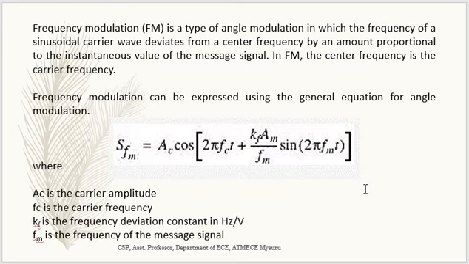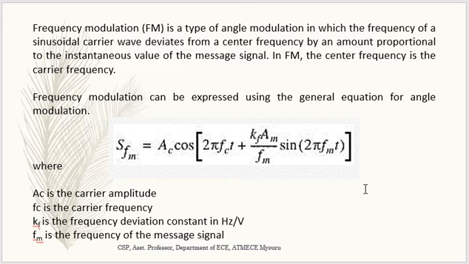Before going to the procedure or code, first we'll understand what frequency modulation is. Frequency modulation, shortly called FM, is a type of angle modulation in which the frequency of a sinusoidal carrier wave deviates from a center frequency by an amount proportional to the instantaneous value of the message signal. The center frequency is also known as the carrier frequency.